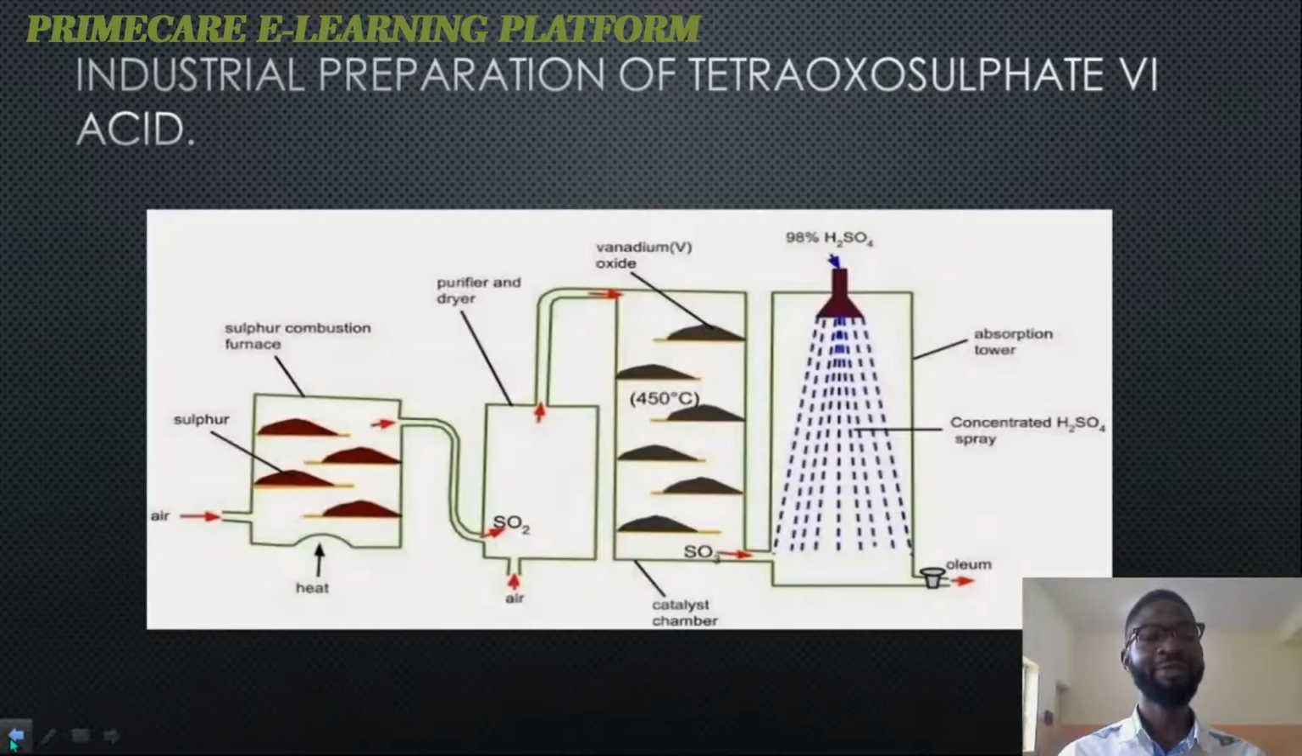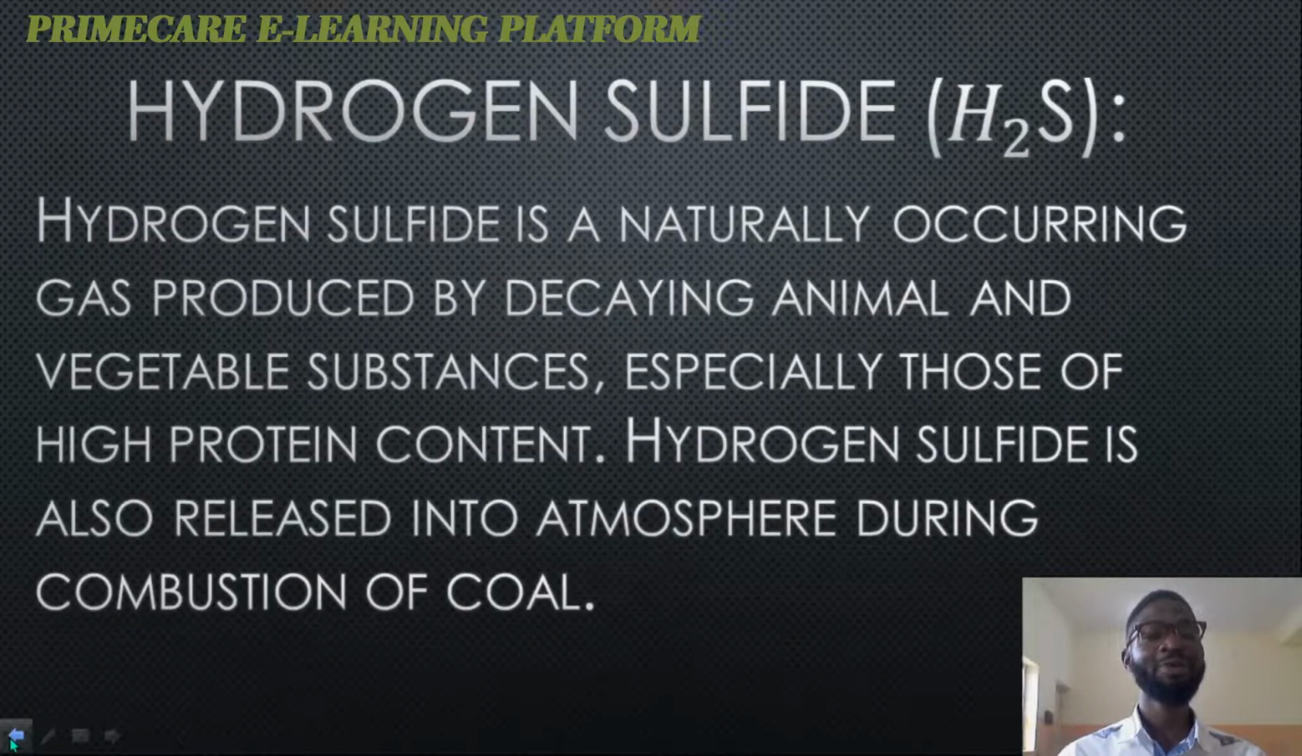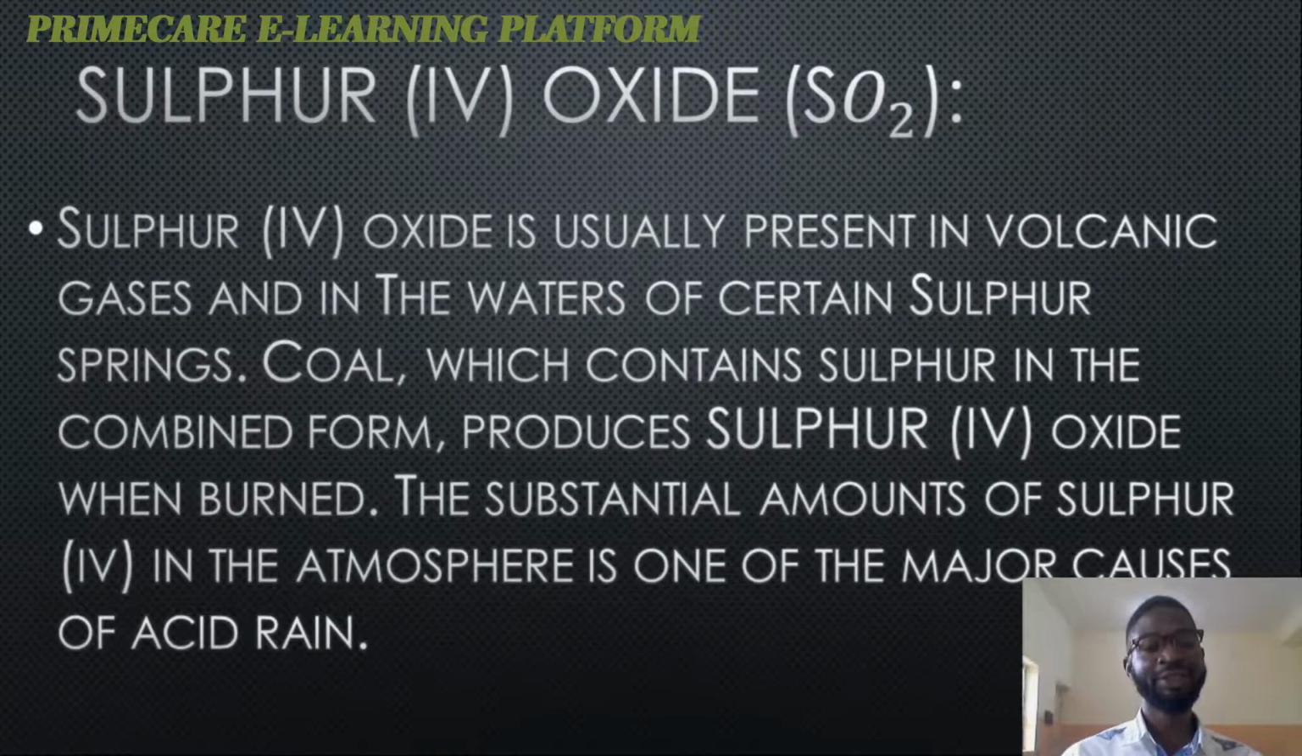Now, let's take a quick review of what we have learned. We were able to outline some of the compounds of sulfur. One of the compounds of sulfur is hydrogen sulfide, a naturally occurring gas produced by decaying animal and vegetable substances, especially those of high protein content. Then we also discussed sulfur 4 oxide. Sulfur 4 oxide is usually present in volcanic gases and in the water of certain sulfur springs, and a substantial amount of sulfur 4 oxide in the atmosphere causes what we call acid rain.